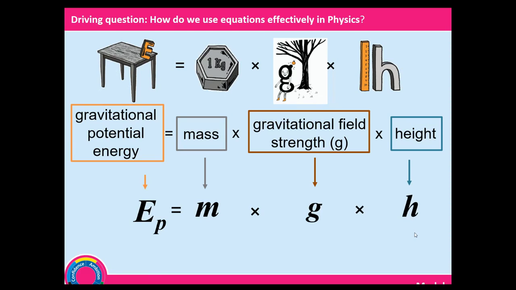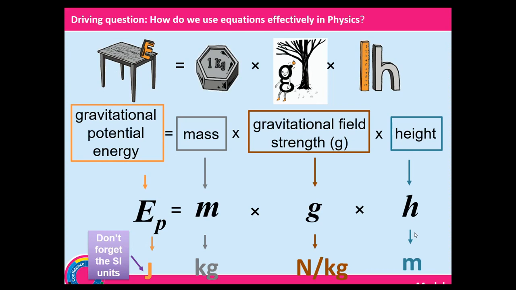Ep is gravitational potential energy. Energy is measured in joules, mass in kilograms, gravitational field strength, newton per kilogram, and then the height in meters. All of these quantities, you've come across them in earlier lessons, so now you should be quite familiar with these quantities and their units.